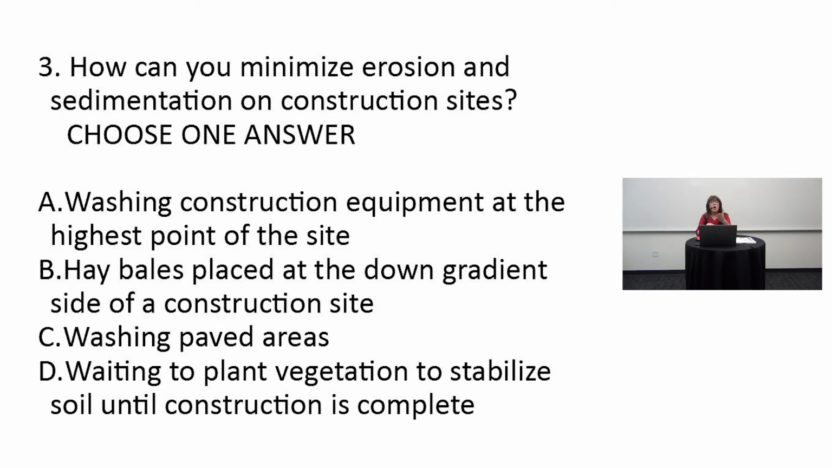A, washing construction equipment at the highest point of the site. B, hay bales placed at the down gradient side of a construction site. Hay bales. C, washing the paved areas. D, waiting to plant vegetation to stabilize the soil until the construction is complete.